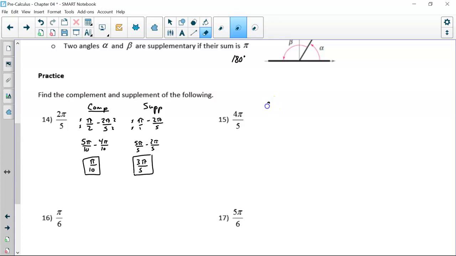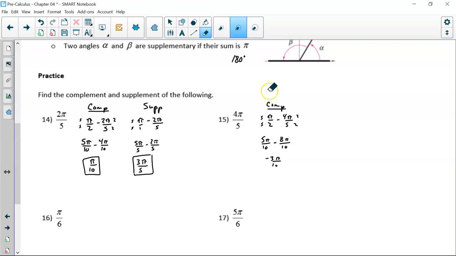For number 5, complement. So for the complement, what we're going to do is pi over 2 minus 4 pi over 5. So to get that common denominator, it's by 5 over 5, 2 over 2. So it's 5 pi over 10 minus 8 pi over 10. Now what that does is that gives us a negative 3 pi over 10. Since that's a negative, we can't add a negative number.